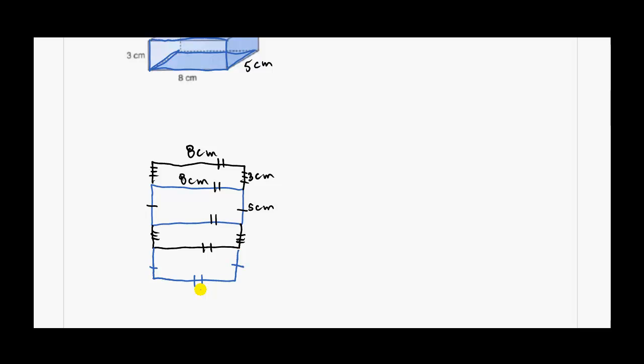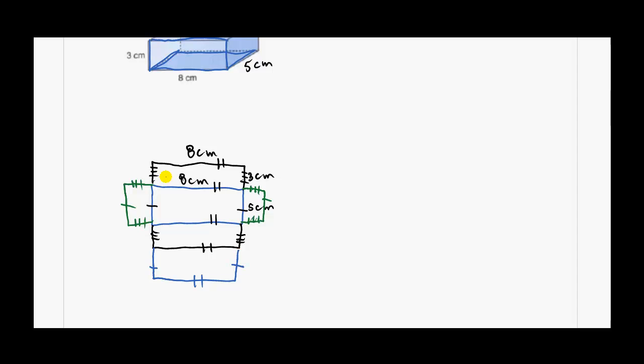And then we have the two ends of the rectangular prism. Those dimensions are 5 by 3. Obviously not drawn to scale, but the hash marks indicate what the length would be for each side.